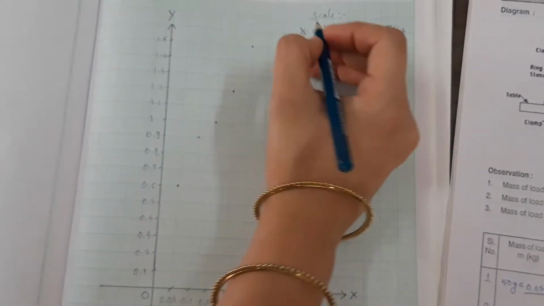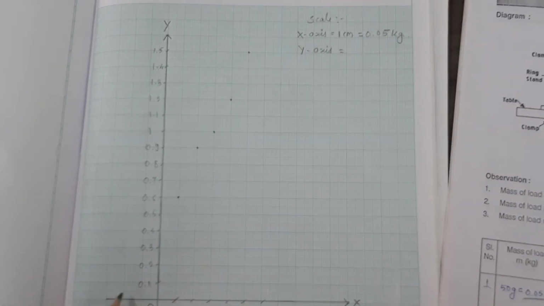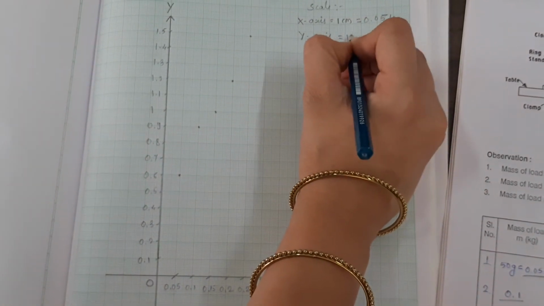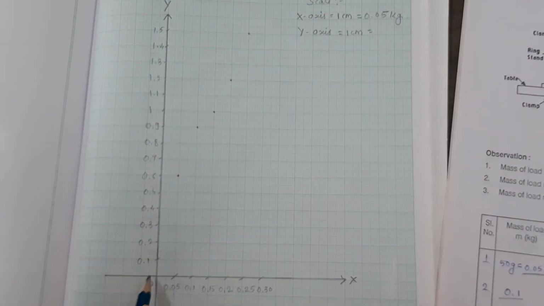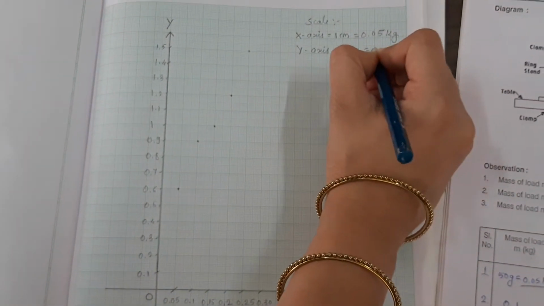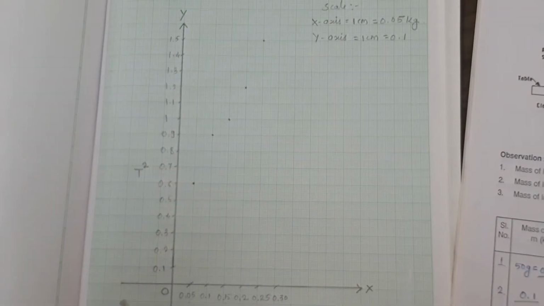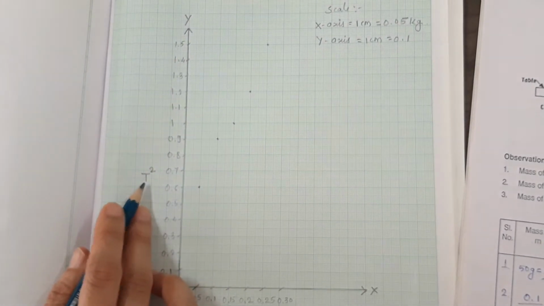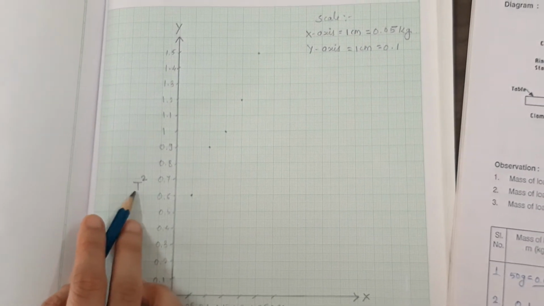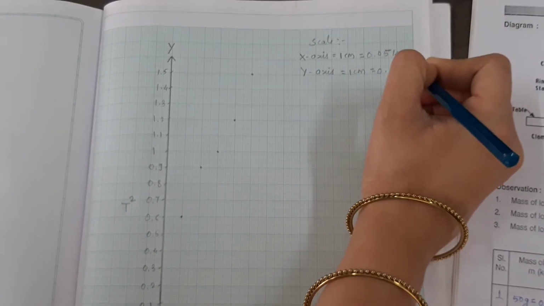Next, along the y-axis, again from here to here it is 1 centimeter. So 1 centimeter equals the difference of 0.1. So I will write here 0.1, and here we have taken t square, the unit of time. The SI unit of time is second, so we will write this as second square.